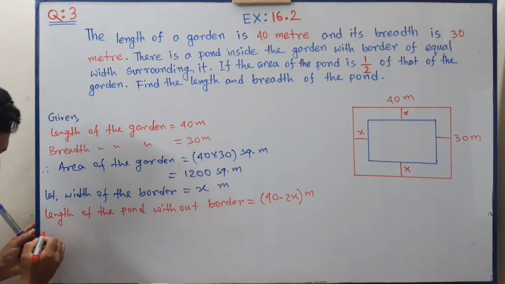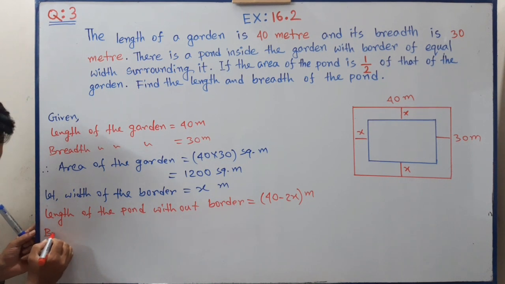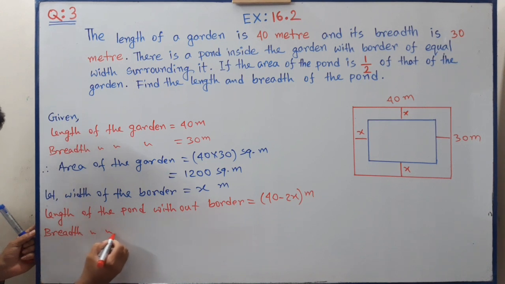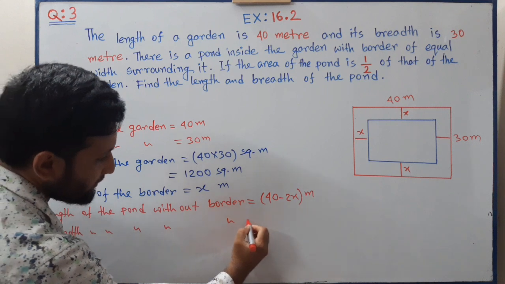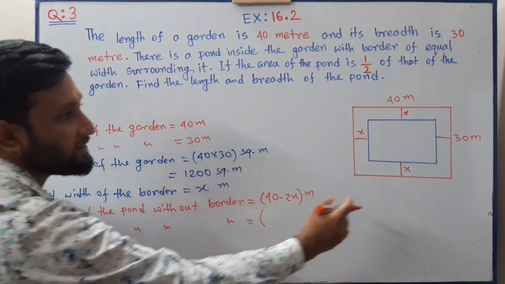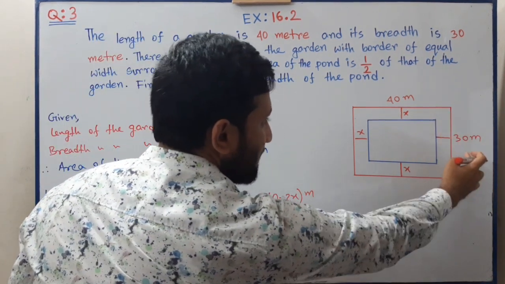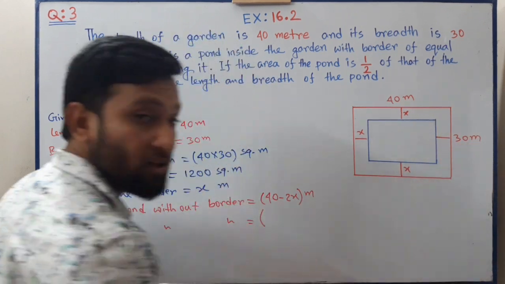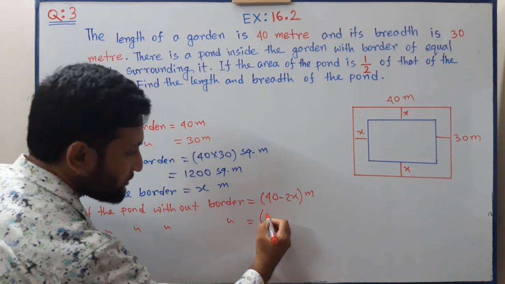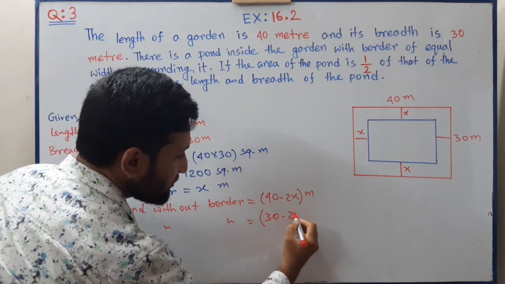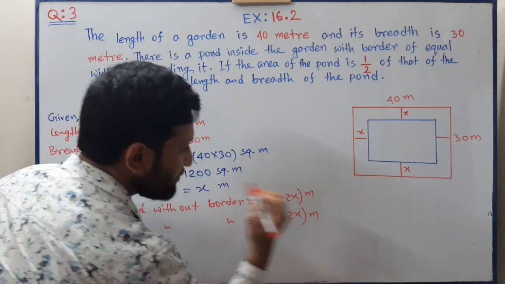Okay, now also we can write breadth of the pond without border is equal to, see that the breadth of the garden is 30 meters, so 30 minus x minus x, that means 30 minus 2x. So 30 minus 2x meters.